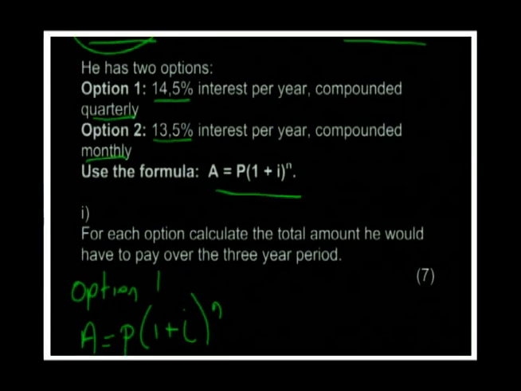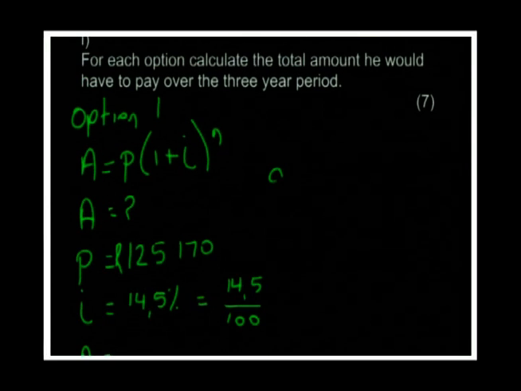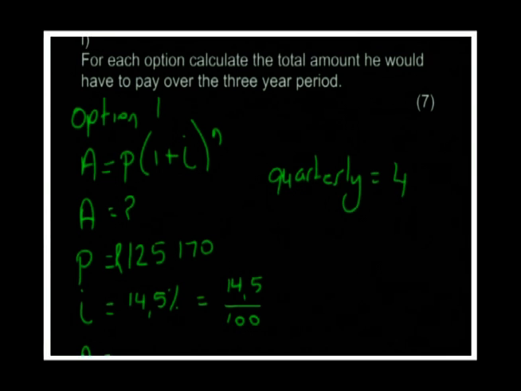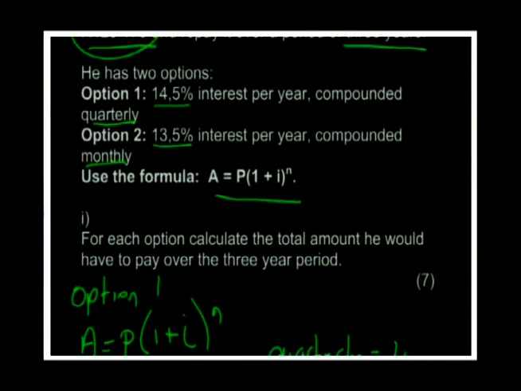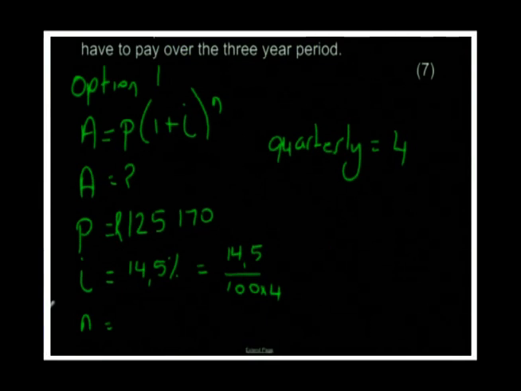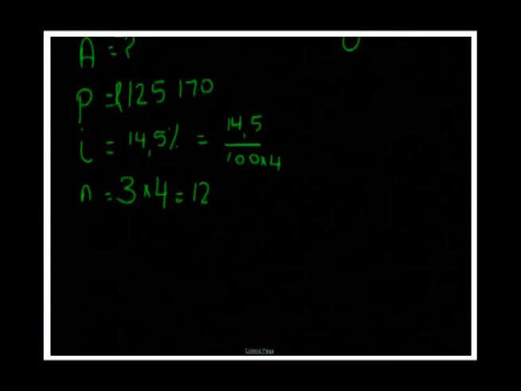Compounded quarterly. So for this, we need to know that it was quarterly, which means it was 4. So I'm going to times that by 4. And our time frame was 3 years. So N is 3 times 4, or in this case, quarterly, so it is 12. And now we're going to substitute that into the equation.